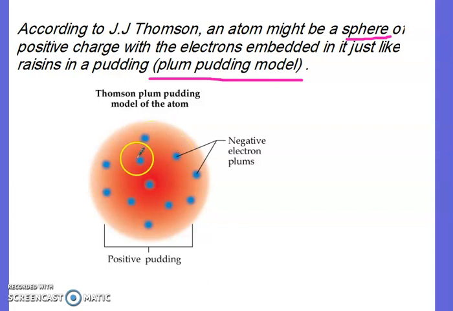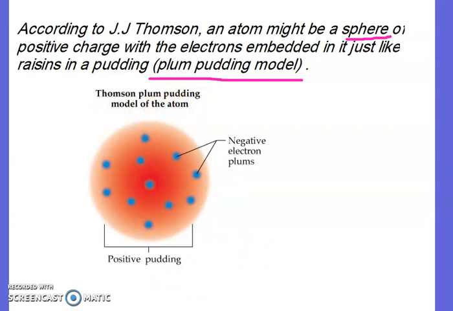And look here, they are at rest. Electrons are static, immobile, cannot move within the atom. Okay? This model is called the plum pudding model.